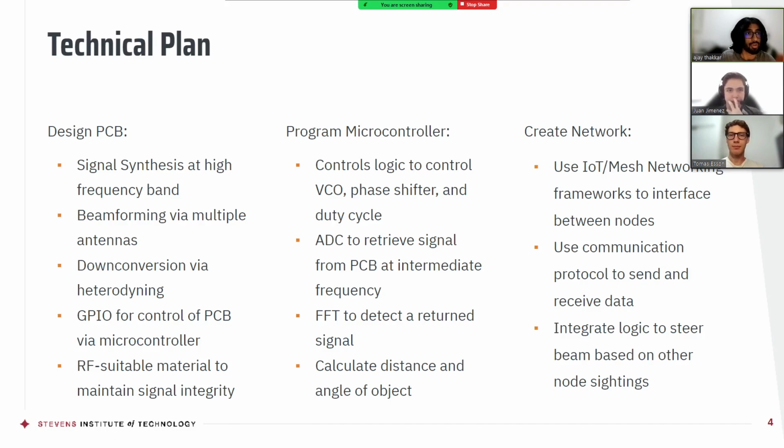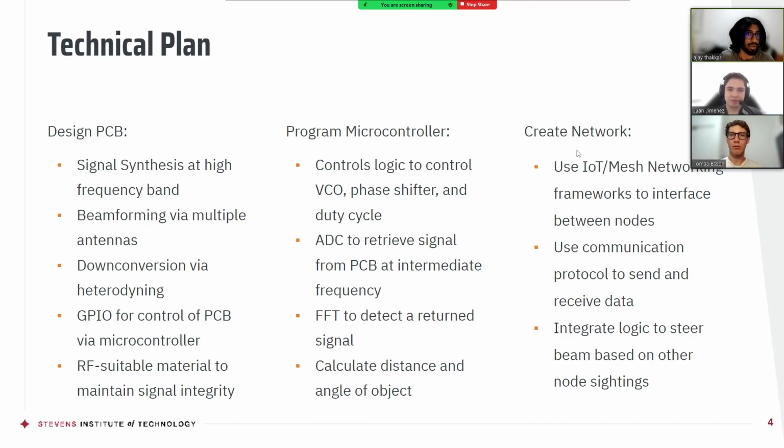The microcontroller should be able to control the PCB and then retrieve the signals from the antennas on the PCB. And then we want to integrate an FFT onto the microcontroller so that we can detect when a signal has been returned, so that we know when an object is in the sight of our beam, and then logic so that we can calculate the distance and an angle of that object that we detected.